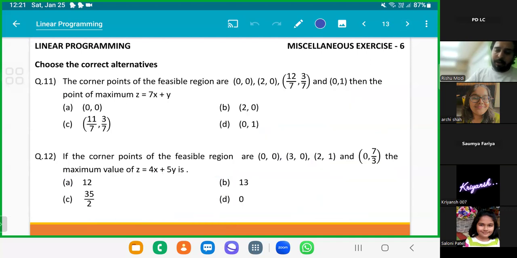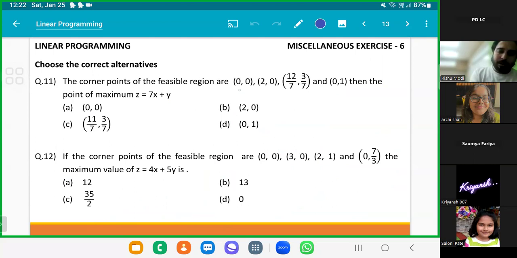All right. Okay. We go on to the 11th one. The corner points of the feasible region are this. Now, in this, we can substitute the values directly because they have already given you. These are the 4 points of the feasible region. You have to find the maximum value.